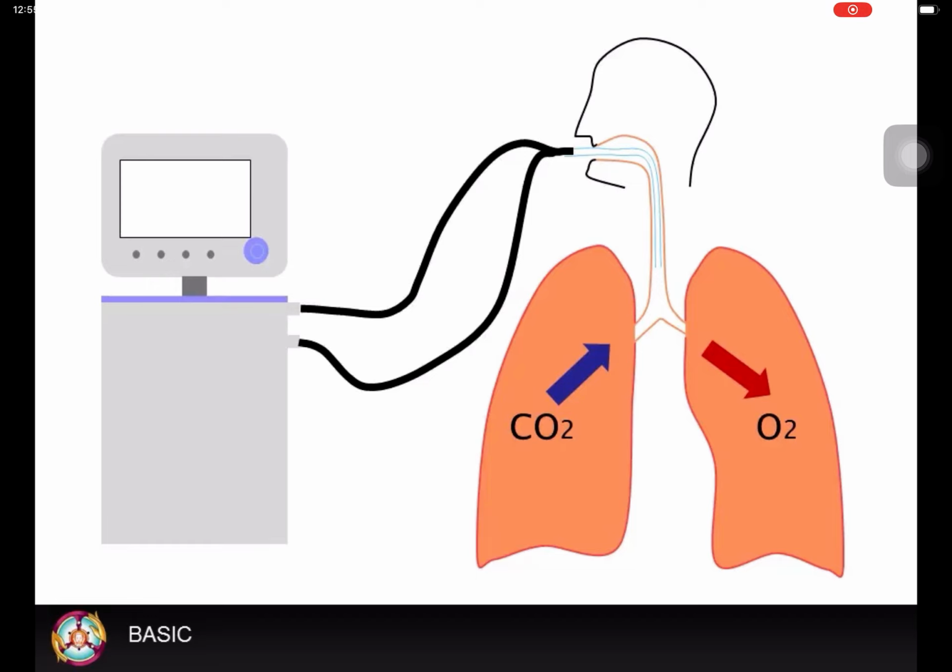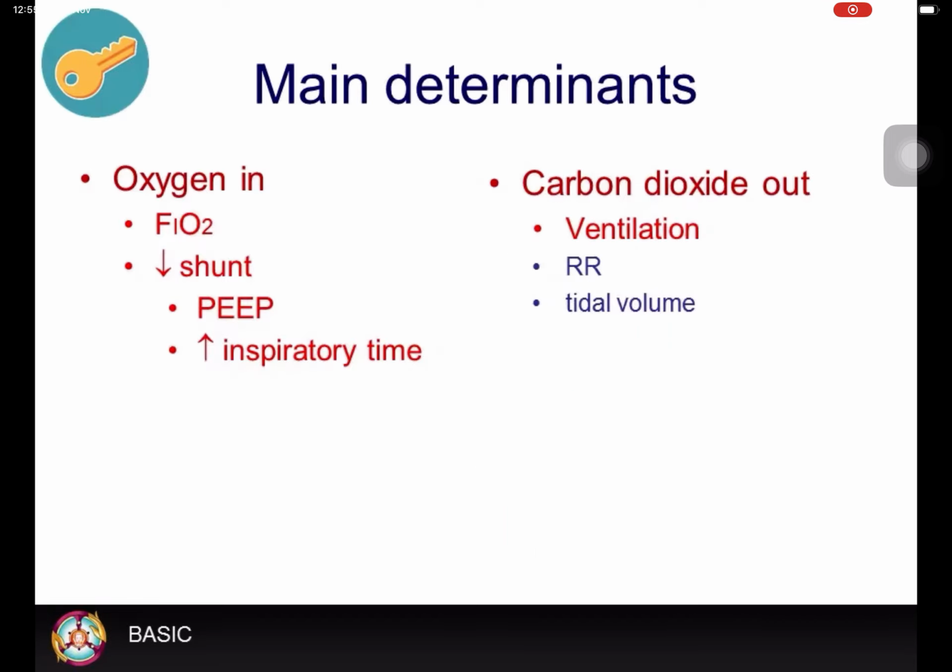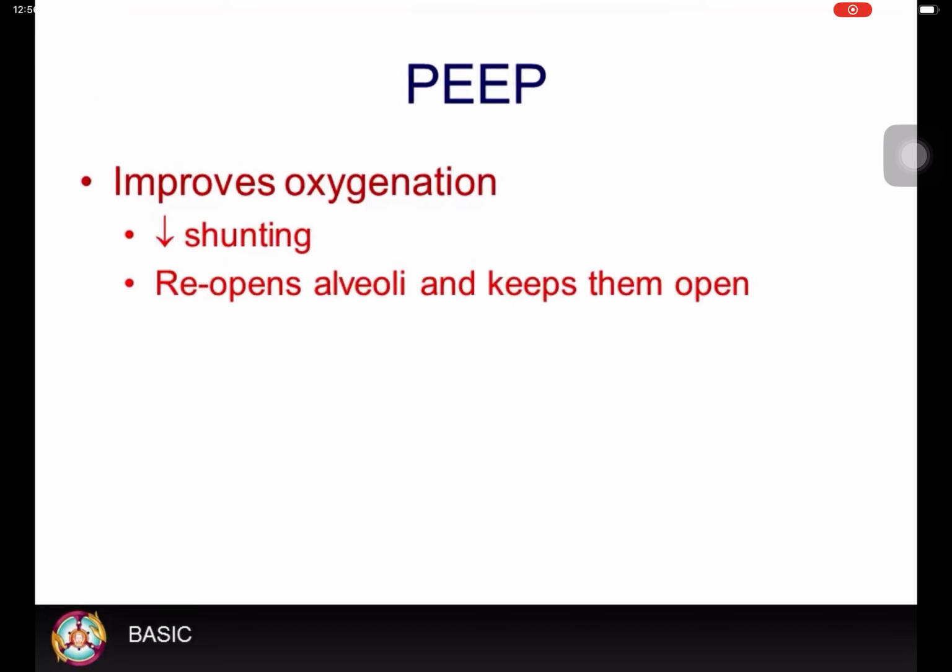The function of the ventilator is to help get oxygen into the patient and carbon dioxide out. The most important means of improving oxygenation are to increase the inspired concentration of oxygen and reduce shunting by increasing PEEP or prolonging inspiratory time. Carbon dioxide removal can be increased by increasing the respiratory rate or tidal volume. PEEP works to decrease shunting by reopening alveoli and keeping them open.